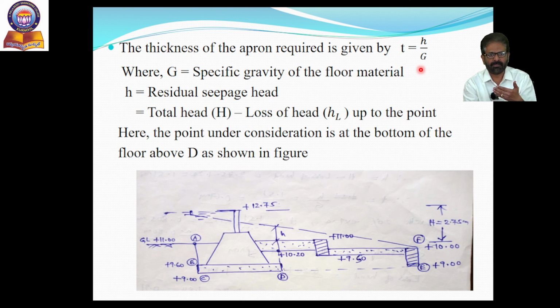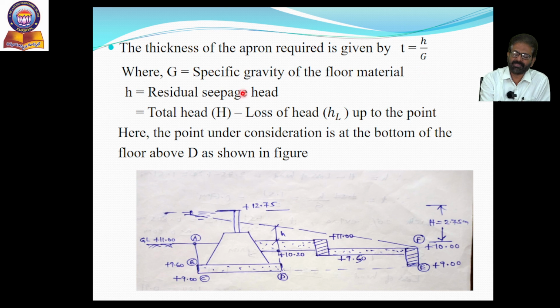Wherever we want to fix the thickness, at that section or at that point, we need to determine the residual seepage head. That is nothing but the uplift pressure head. So residual seepage head is nothing but uplift pressure head. This residual seepage head, or remaining head, is given by total head minus loss of head. A simple logic: total head minus loss of head will give the remaining head, that is called residual head, which is equal to uplift pressure head.